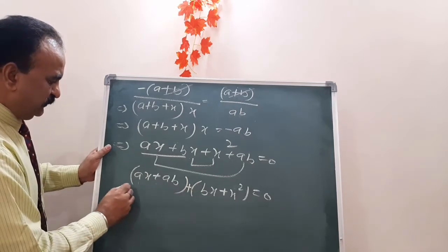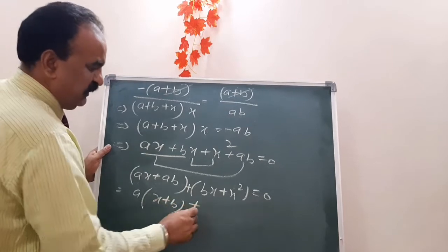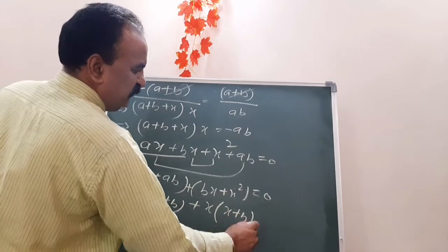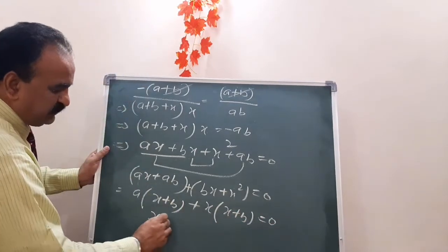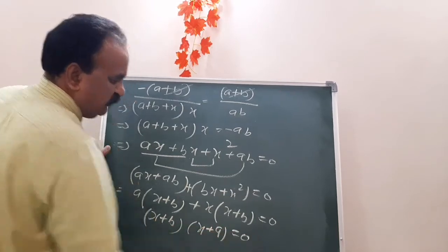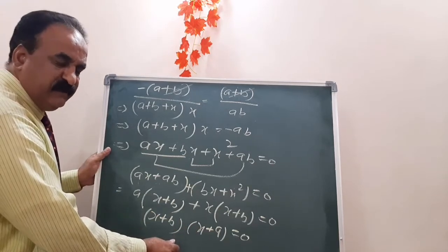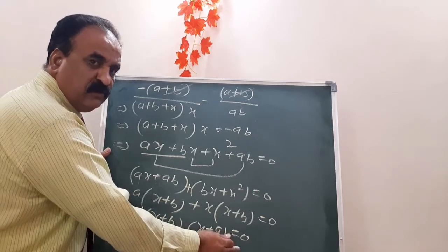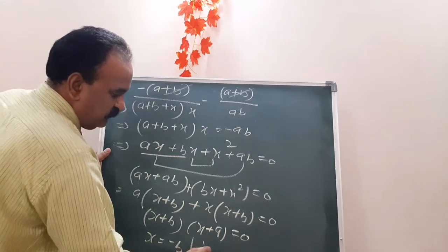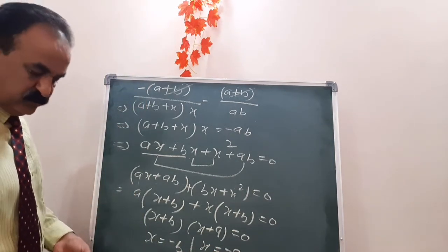You can take a common in the bracket, x plus b, plus here what you can take common, x in the bracket, x plus b equal to 0. x plus b again common, x plus a is equal to 0. It means you can write x plus b equal to 0, it means x is equal to minus b, and x plus a equal to 0, x is equal to minus a. So x is equal to minus b and x is equal to minus a. This is the solution. Clear? Just you note down, now you can write.